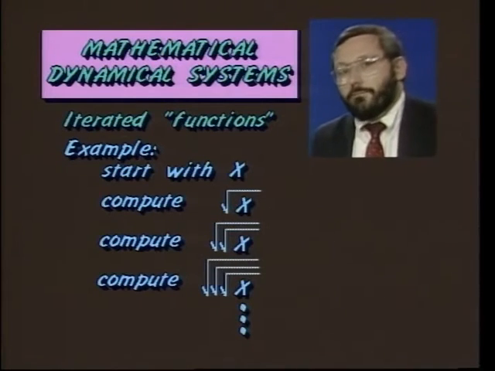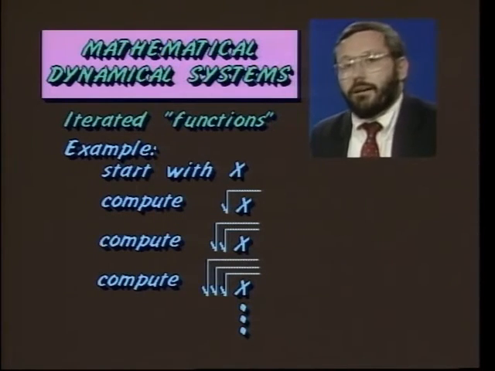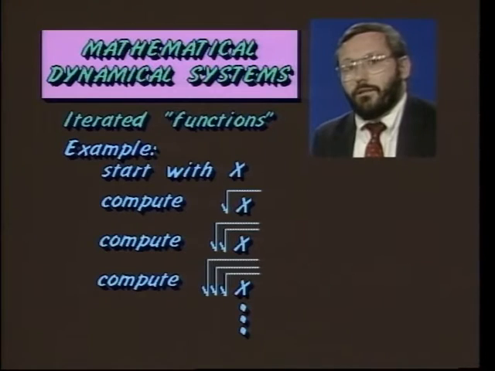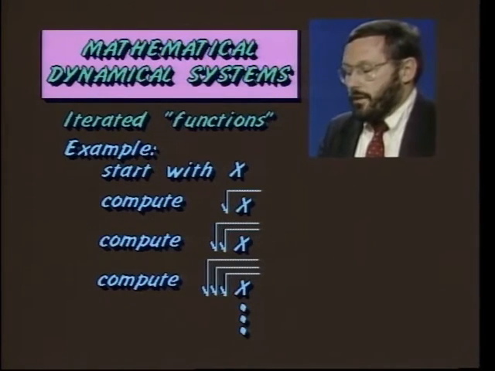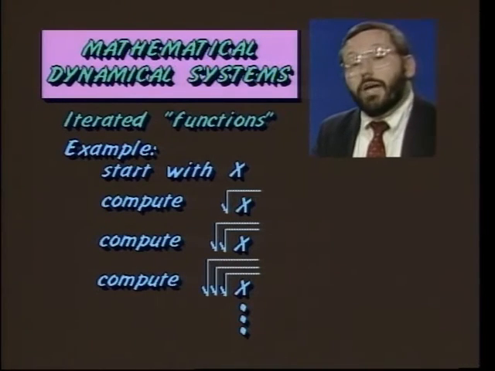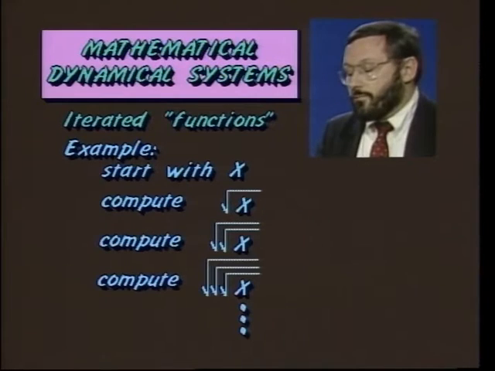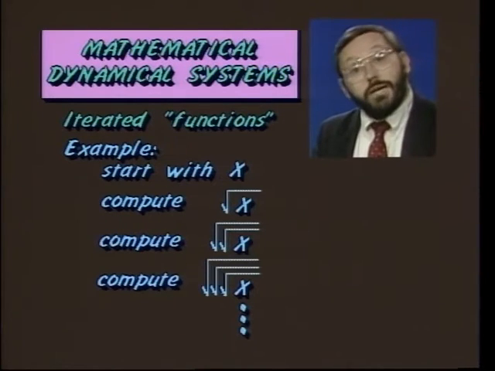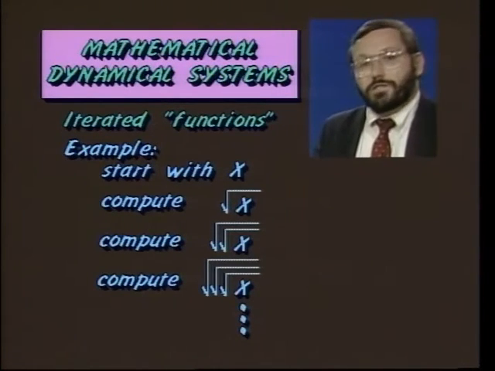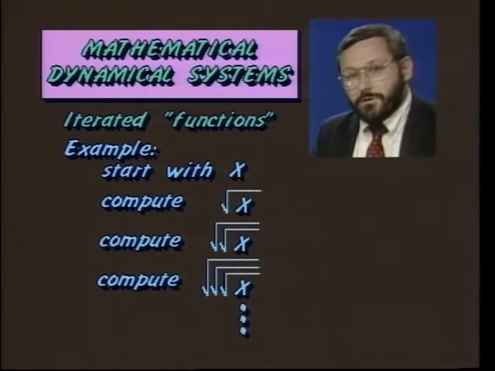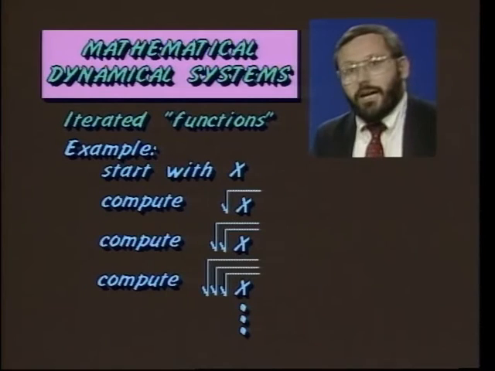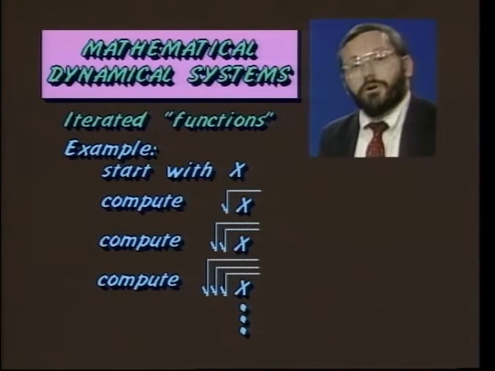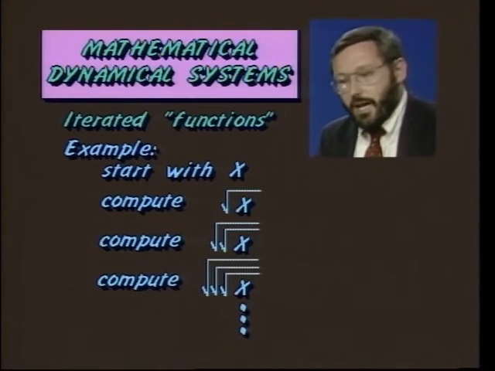How does one create a mathematical dynamical system? Well, through the process of iterating this mathematical function. That's accomplished this way. Take the initial number x, compute its square root, you get a new number. Then compute the square root of that number, you get a second number. And so forth, the square root of the square root of the square root. This is the process of iteration. It's a dynamical system. The numbers are changing in time.